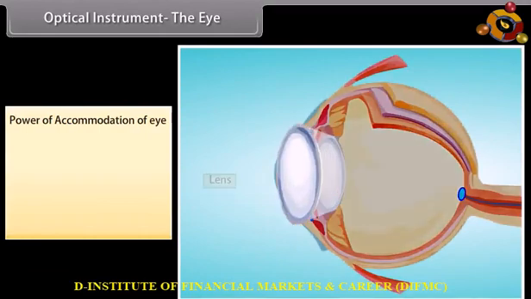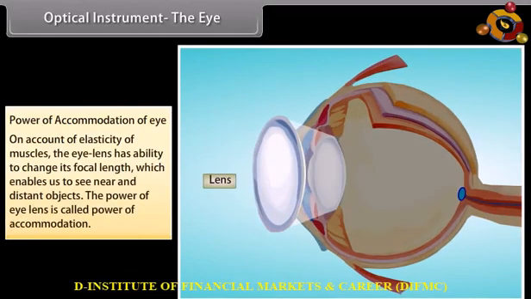Power of accommodation of the eye. On account of the elasticity of muscles, the eye lens has the ability to change its focal length, which enables us to see near and distant objects. This ability of the eye lens is called the power of accommodation.